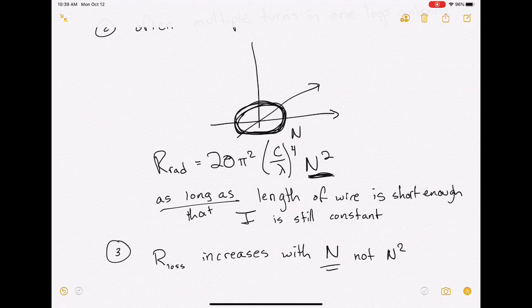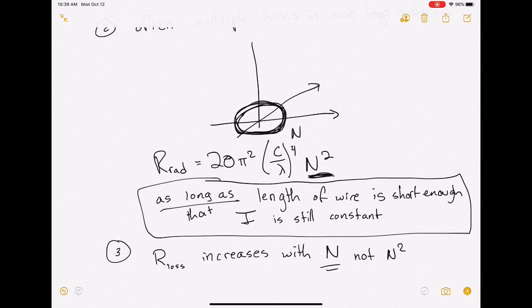So in general, if you want to make a loop antenna more efficient, you should use more loops, as long as you continue to meet this requirement that the total length of the wire is short enough that the current is still constant. Because remember, current likes to make a standing wave, and it will eventually take on a sinusoidal shape as the length of your antenna approaches a wavelength.